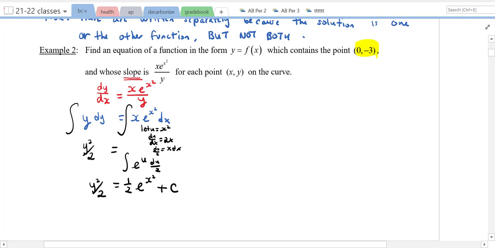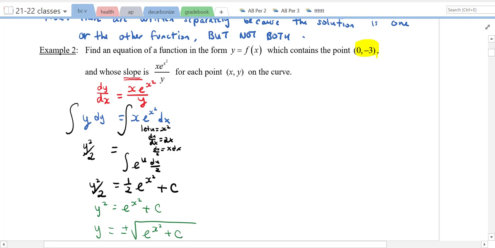And I guess you're supposed to solve for y, so you can multiply both sides by 2, so you get y squared equals e to the x squared, plus, and multiplying the constant by 2, I guess you can call it c sub 1, because it is a different constant. Or if you just want to call it c, that's okay too. It doesn't really matter. It's still a constant, right? Cool. Now, you're supposed to solve for y, so once again, plus or minus the square root of e to the x squared plus c.